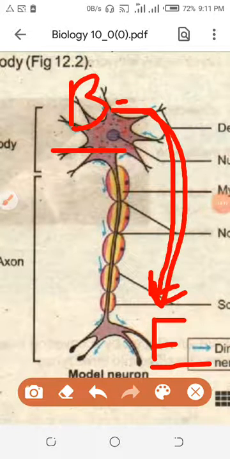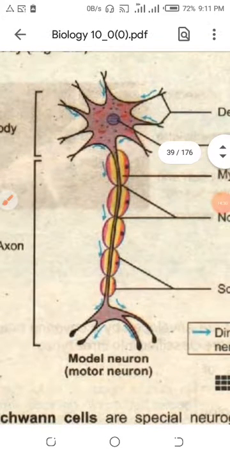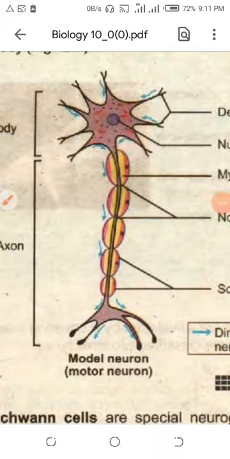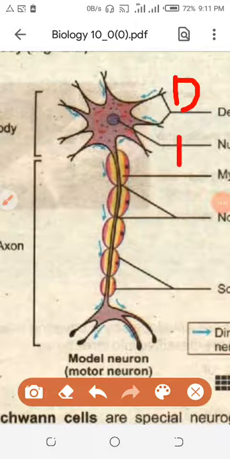Now, two types of neurons I mentioned in the last session. One is a motor neuron and one is a sensory neuron. Both are very important. In the motor neuron, you are watching the dendrites are very small. And what is the direction of the nerve impulse? The direction of nerve impulse is from dendrite to the cell body.